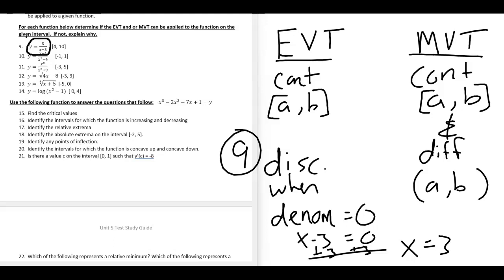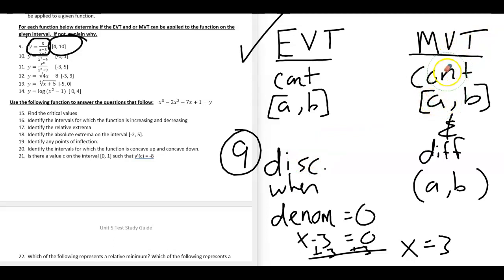The next thing we have to ask ourselves, is it on this interval? Is 3 in between 4 and 10? And the answer is no. So even though this function does have a discontinuity, it's not on the interval that we care about, and so the EVT checks out. So yes, somewhere on this interval from 4 to 10, the EVT promises us that there has to be an absolute max and an absolute min somewhere. Okay? Now let's go ahead and see if the MVT applies.